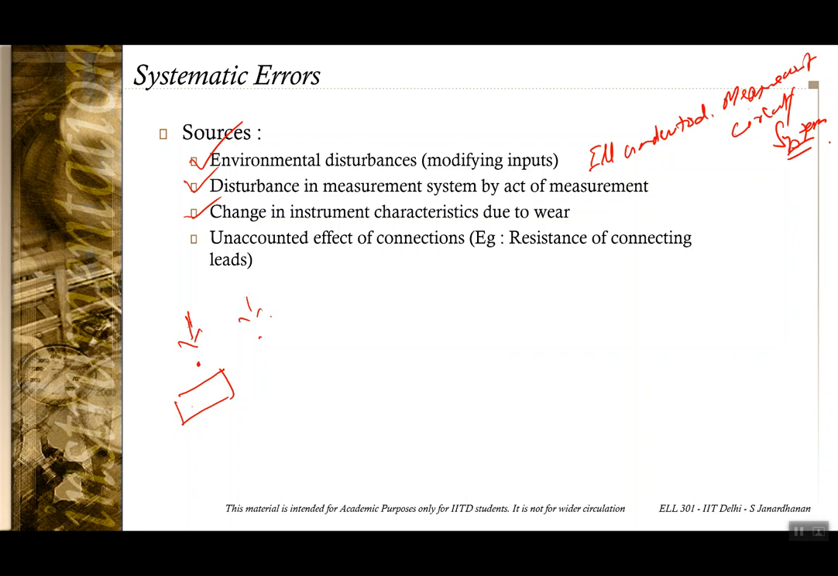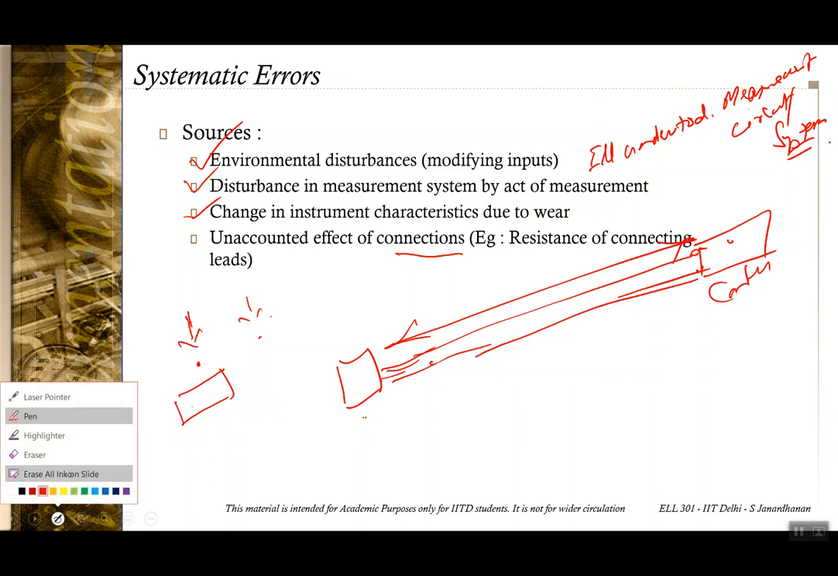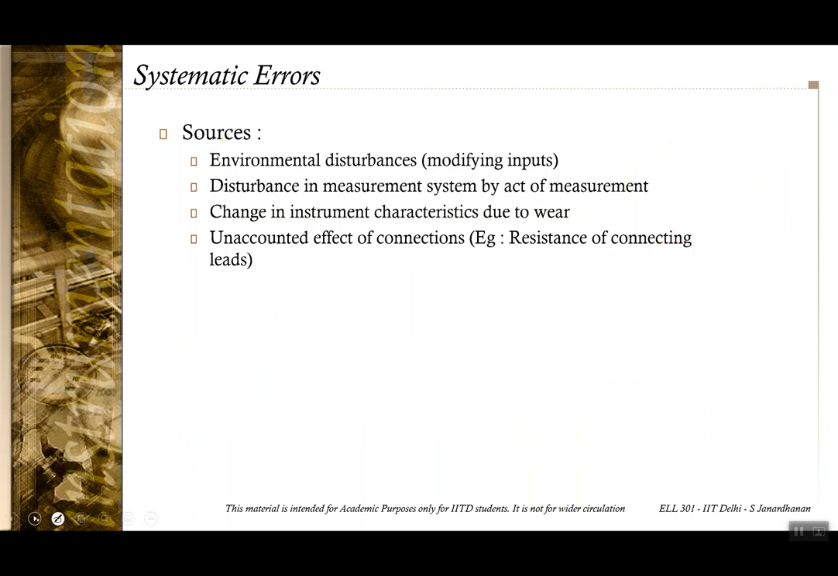Okay, and the unaccounted effect of connection. This is particularly significant when you have the instrument on one side and the control circuitry or the control room physically separated by a large distance. So the connecting wires that go from this remote instrument to the control circuitry, if they are long, then that itself can cause some error in certain conditions. Okay, we'll look at each of these cases in a little more detail.